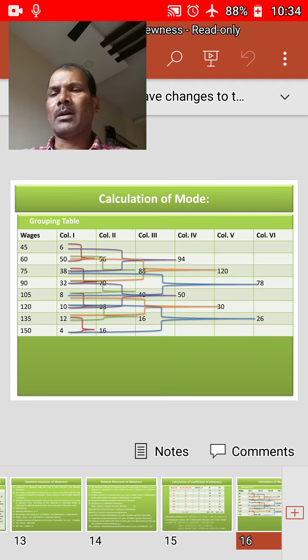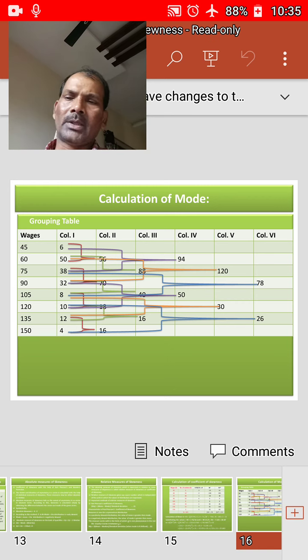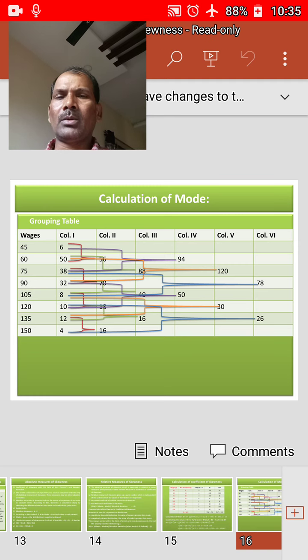If you look at the PPT, you will come to know what the grouping table is and how it will be calculated. The first column is taken as wages, and corresponding to the wages, the first column is nothing but the frequencies given in the question. If you add two frequencies in the first column, you will get the second column. 6 plus 50 is 56, 38 plus 32 is 70, 8 plus 10 is 18, 12 plus 4 is 16.